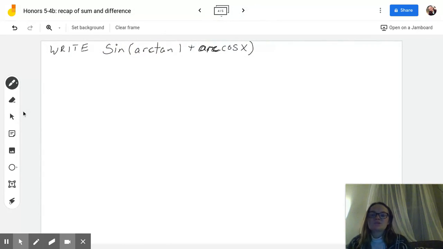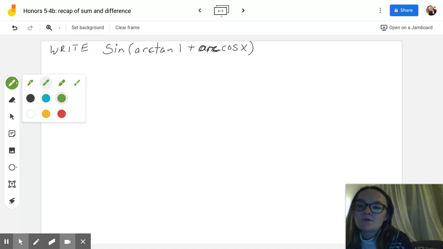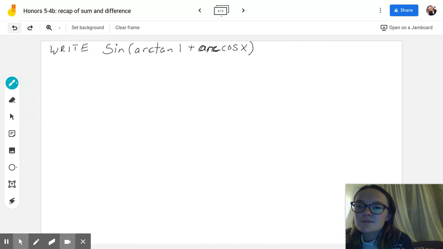All right, next question. It says, write sine of the arctangent of 1 plus arc cosine of x. Ooh, I know this problem. This definitely requires a triangle. So now that we're out of the Christmas season, we'll go back to the blue and gold because go Blue Devils. Let's highlight this first arctangent in blue and we'll highlight arc cosine in yellow.